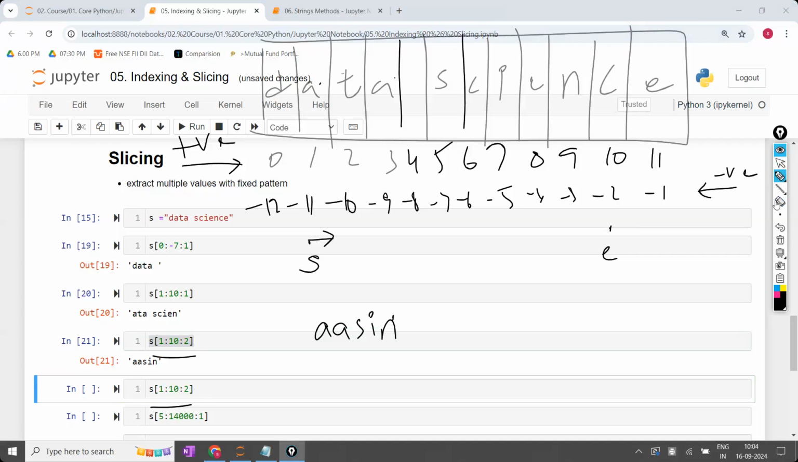Okay. Starting point is this one. Ending point is again the same. Now this time with the increment of 3. I want it with the increment of 3. That is the question.